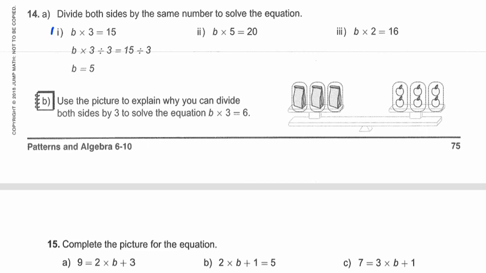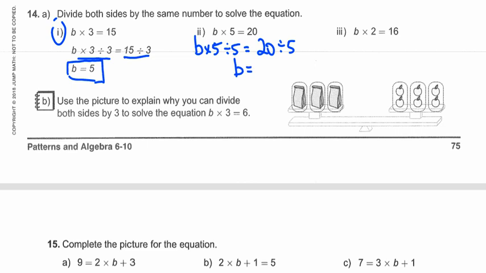So that has been done for us. B times 3 is 15. So if we divide both sides by 3, we'll find that B has 5 in it. The bags have 5 in it. B times 5 is 20. So what are we going to do? B times 5 divided by 5 is going to equal 20 divided by 5. So in this case, our B equals 4. Okay? See if you can write out this one here.